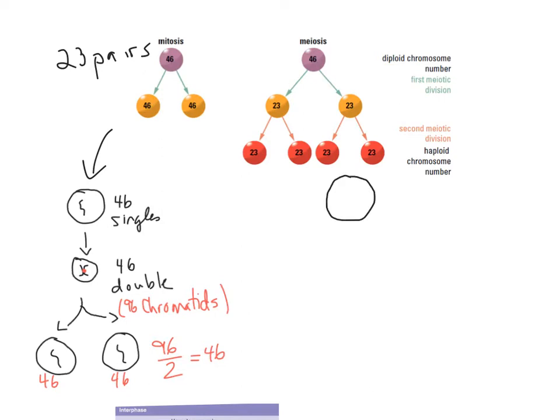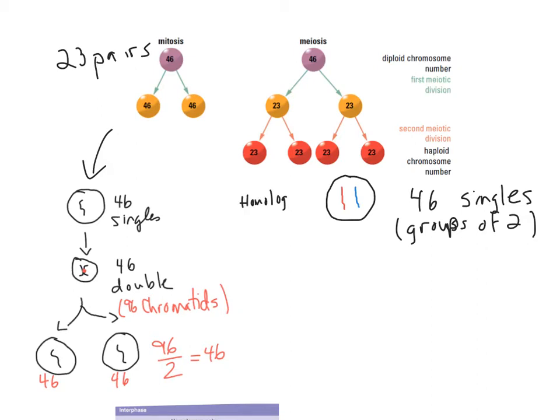We would have a cell, and there would be 46 singles. But now I'm going to say they're groups of 2. Why groups of 2 again? Because remember, you have a set from mom and a set from dad. So I'm going to color them differently. I'm going to color, let's say, this one here and this one here, showing that these are representing a homologous pair. So I'm going to write that in, homologous pair. And they're starting off as singles.